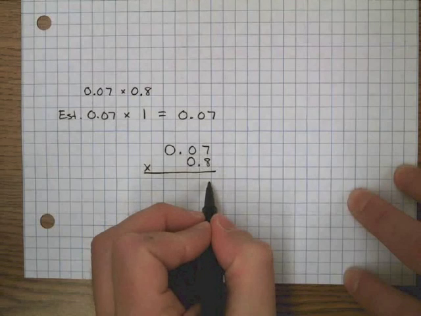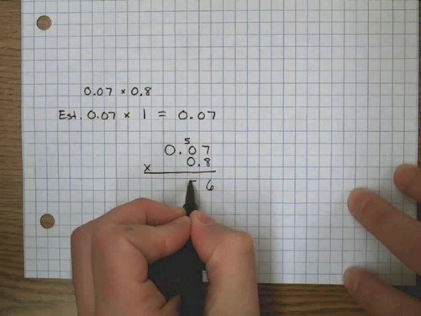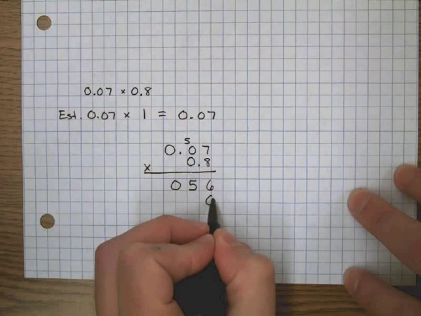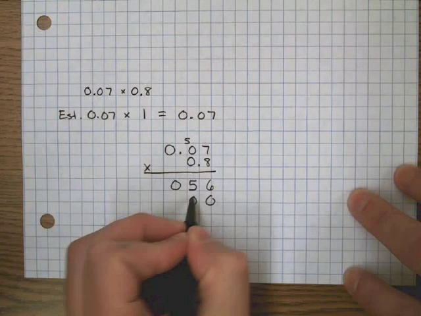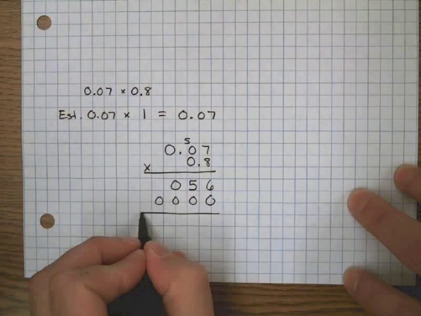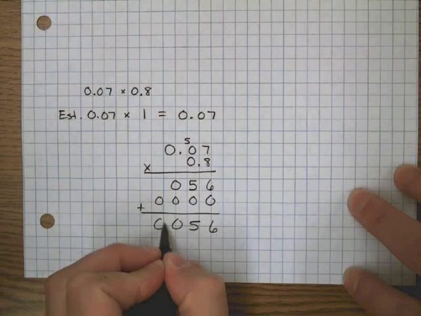7 times 8 is 56. 8 times 0 is 0, plus 5 is 5. 8 times 0 is 0. 0. 0 times 7 is 0. 0 times 0 is 0. And 0 times 0 is 0. Add those up. 6, 5, 0, 0.